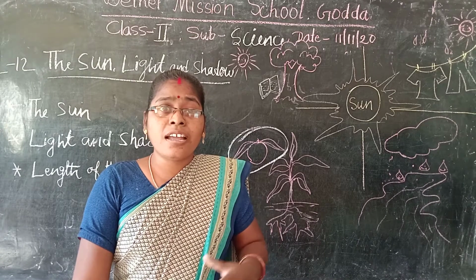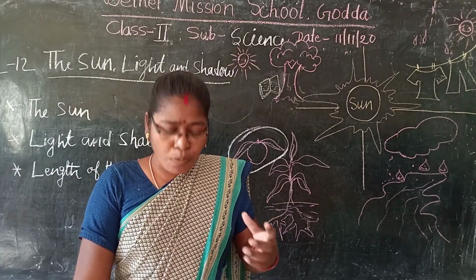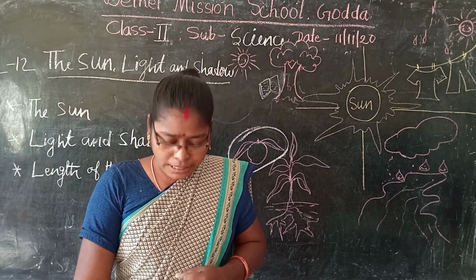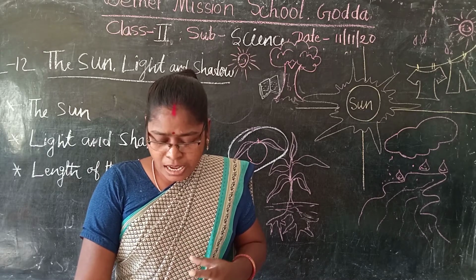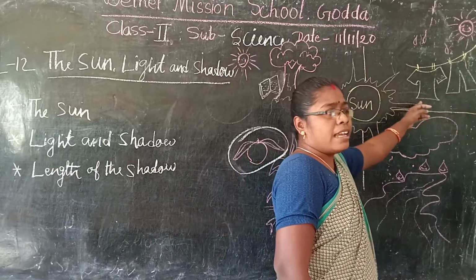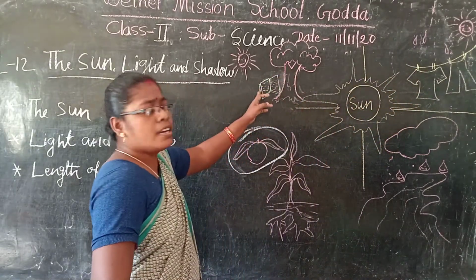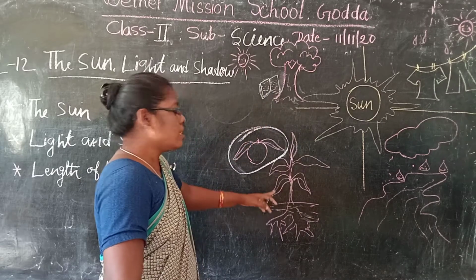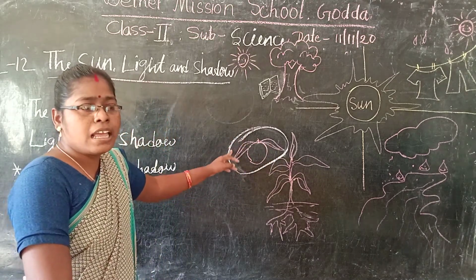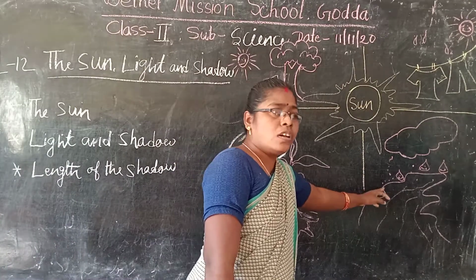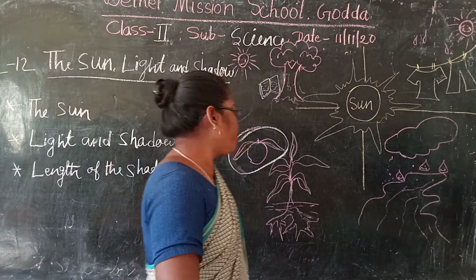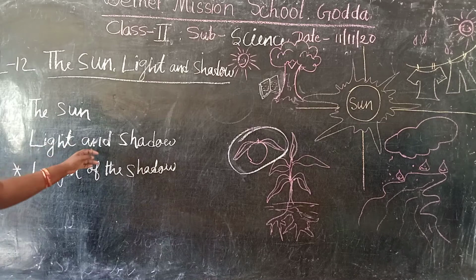And also the sun dries the water in lakes and ponds. The heat of the sun makes plants grow and fruit ripe. Okay? So here the sun dries the wet clothes. The sun helps us to read the books. The sun helps plants to grow. The sun helps fruit to ripen. And also the sun evaporates the water.